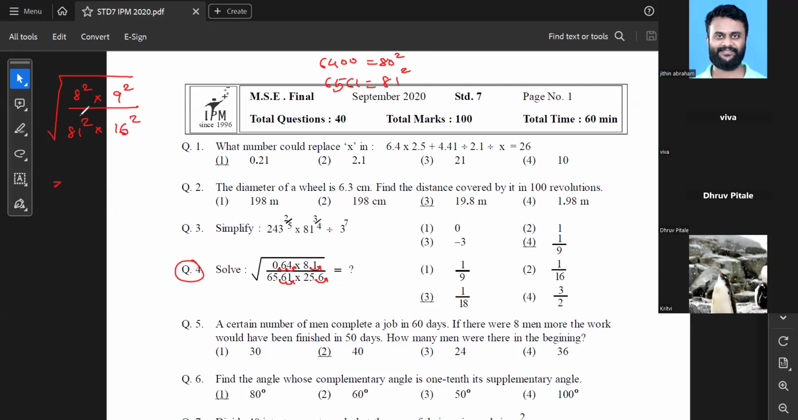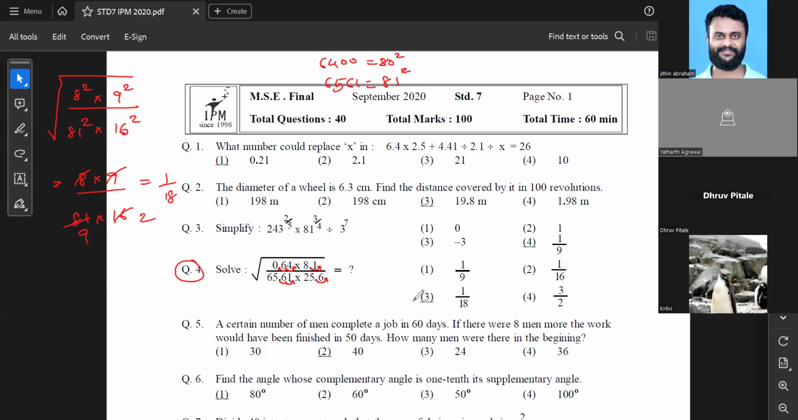Okay. So in the next step, I'll remove the root and remove the squares of all the numbers. I'm left with 8 multiplied by 9 divided by 81 multiplied by 16. So 8 ones are 8, 8 twos are 16 over here, 9 ones are 9, 9 nines are 81 over here. So 1 divided by 9 multiplied by 2 will be 18. Yes, 1/18, absolutely. Very good.